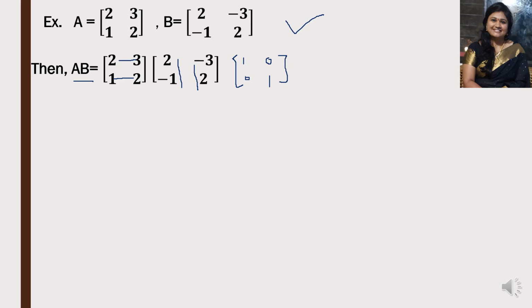So if we multiply A by B, then we get the identity matrix of the same order. So we get here the matrix 1 0 0 1, and that is your identity matrix of order 2 by 2. So we have proved here that the AB multiplication is the identity matrix.